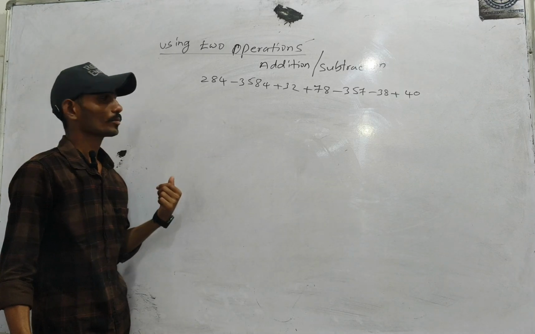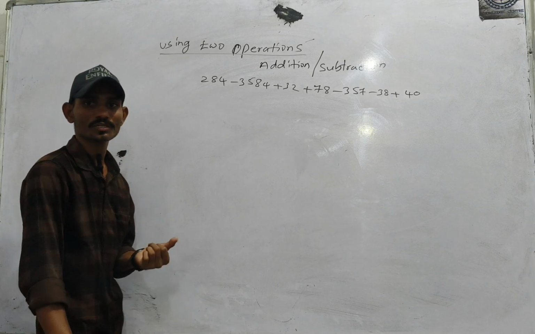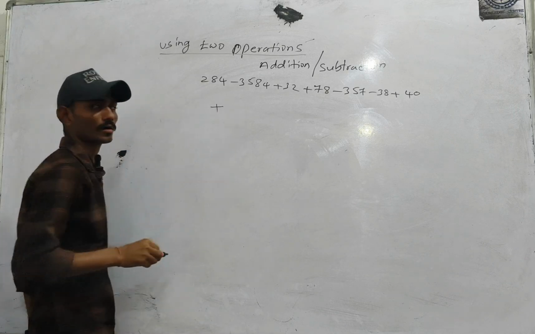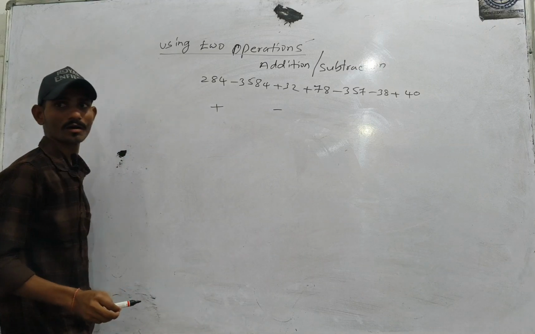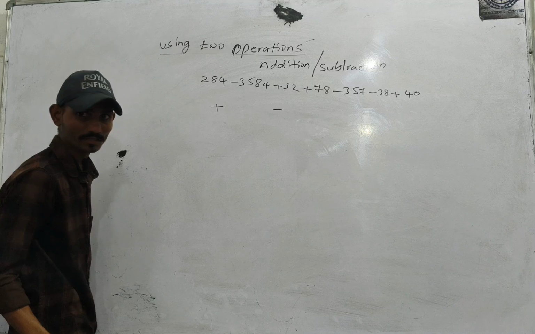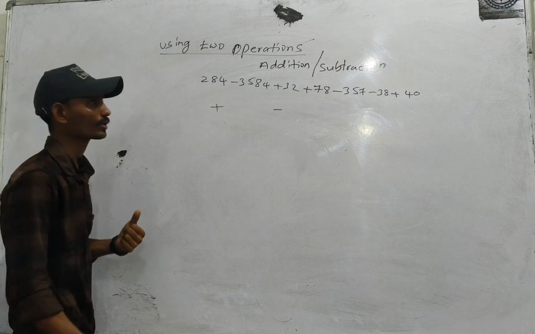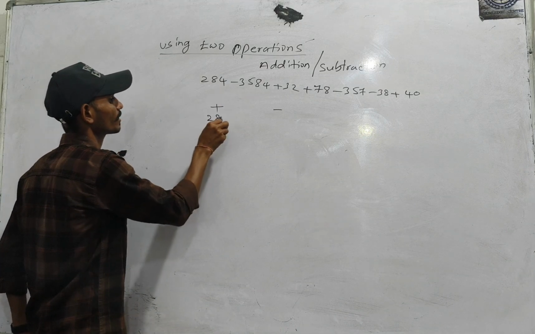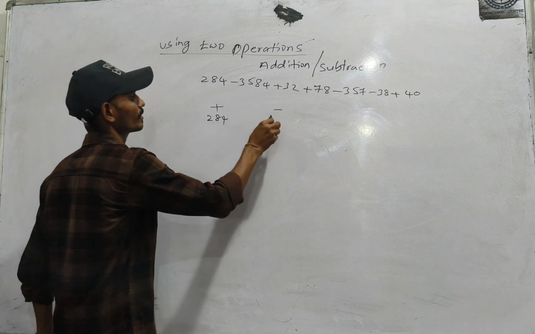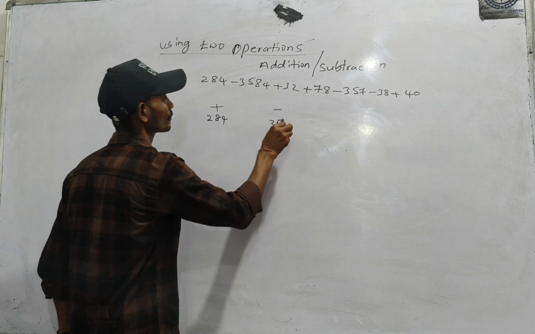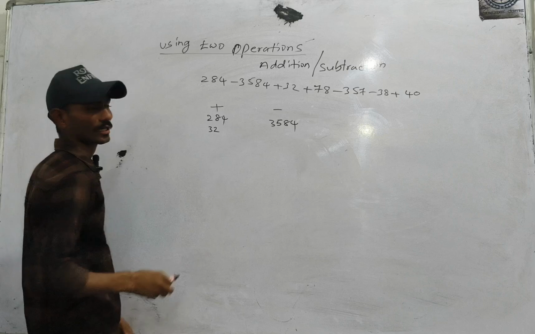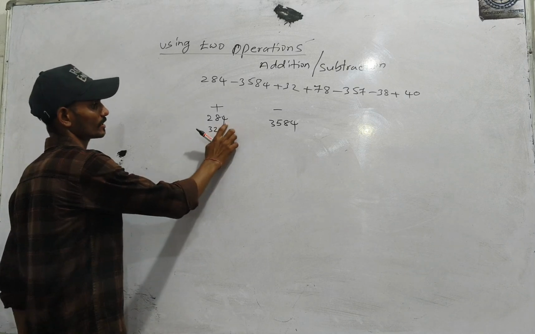Now I am going to arrange all the positives on one side and all the negatives on the other side. Here, if there is no sign in front of a number, then simply consider it a positive number and take it under the positive. If there is a negative sign, take it under the negative sign, like 3584. Now this is the ones, tens, hundreds.